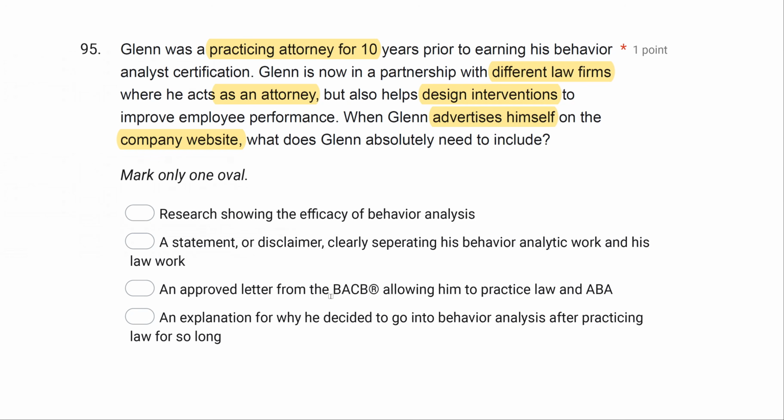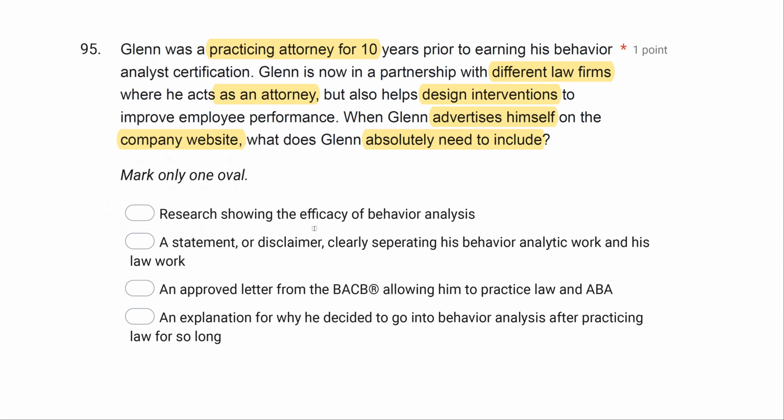What about C, an approved letter from the BACB allowing him to practice law in ABA? No, as long as he's certified in ABA, he's good to go. The BACB has no jurisdiction over his law practice. And then D, an explanation for why he decided to go into behavior analysis after practicing law for so long. He can choose to include that. There'd be nothing wrong with that, but it's not something he needs to absolutely include, again, according to the ethical code or the task list.